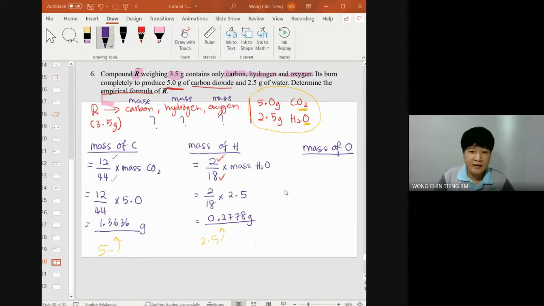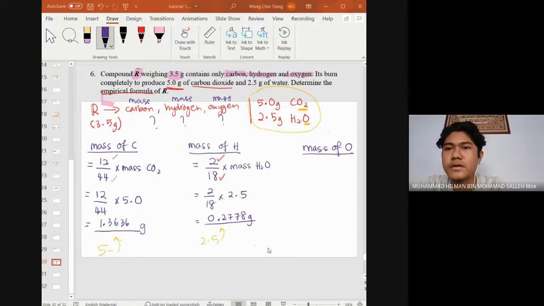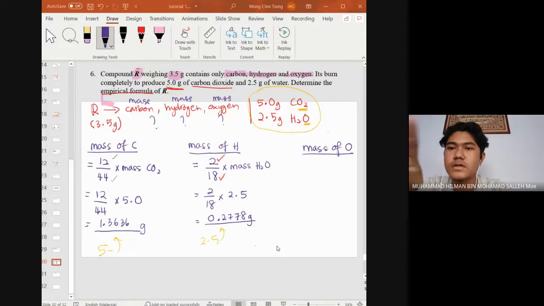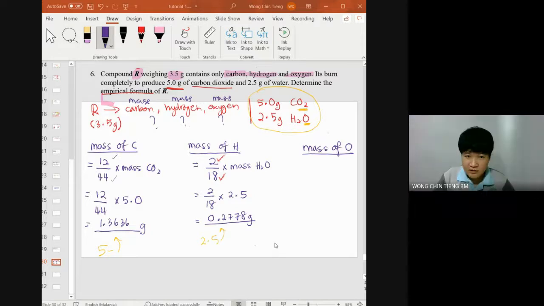Dan soalan saya sekarang adalah, kenapa cara Iyad tak tepat? Sebab dia cari O untuk CO2 dengan O untuk H2O, so ada dua kat situ. Ada 2 O kat situ, betul? Alright. So kita nak cari O daripada siapa? Tu satu masalah. Masalah kedua adalah combustion.